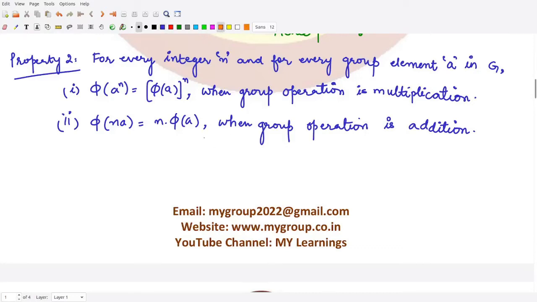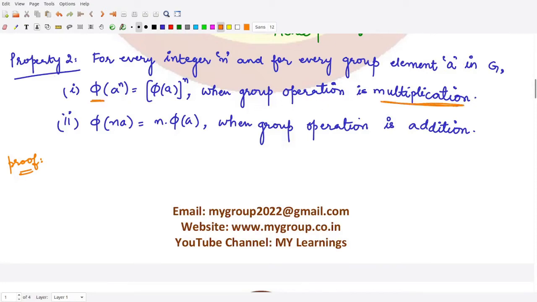In this video we'll be looking at another property of our isomorphisms. So suppose we are given some group G here, right? For the group G we are considering some element n, which is some integer, and we are considering some element a present within this group G. Then in that case, here we have the property when the group operation is given to be multiplication.